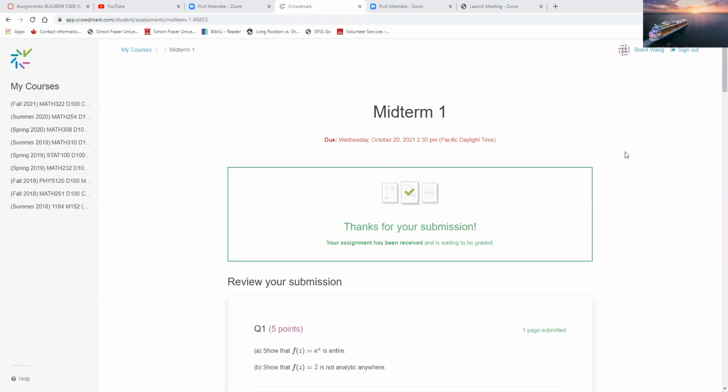Seriously. So this is just me going over the questions and what my answer was, and thinking what I'm going to get overall. There were 4 questions, out of 20. Question 1A: show that f of z equals e to the power of z is entire. Part B: show that f of z equals z conjugate is not analytic anywhere.